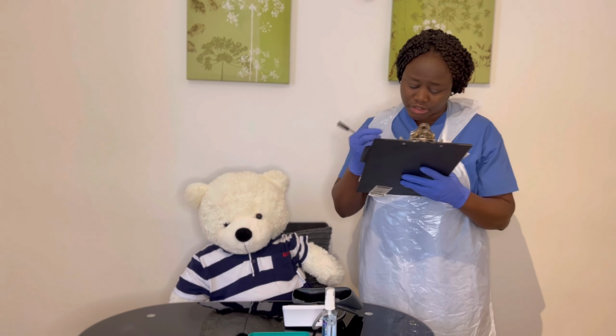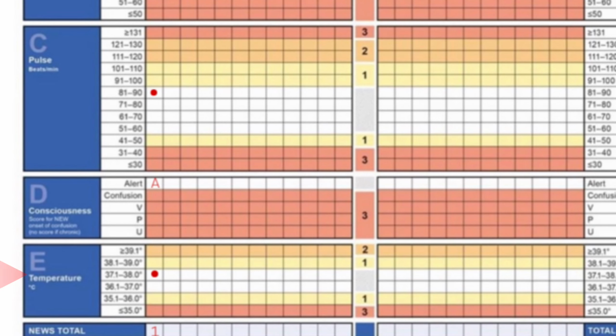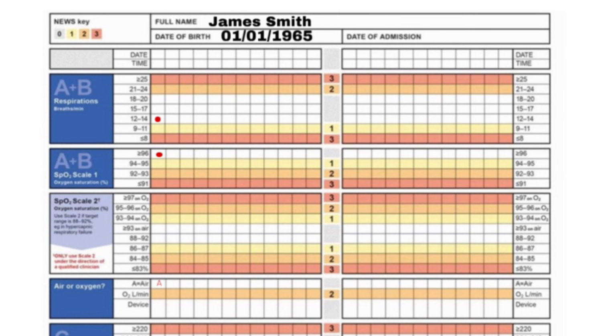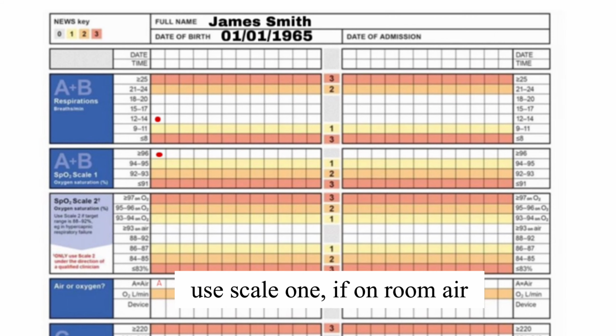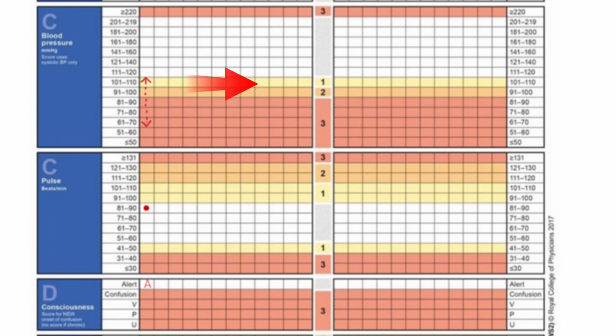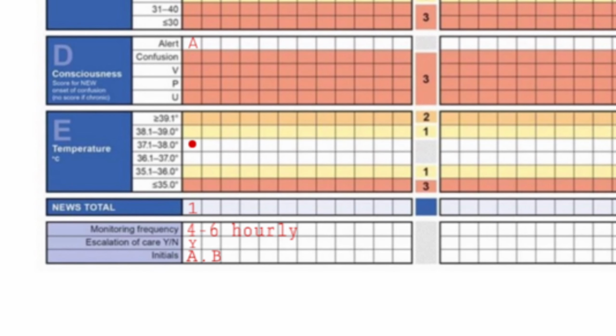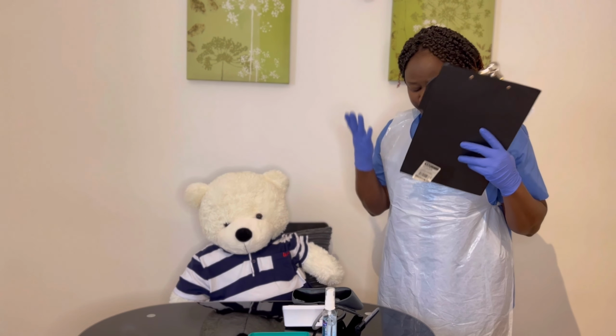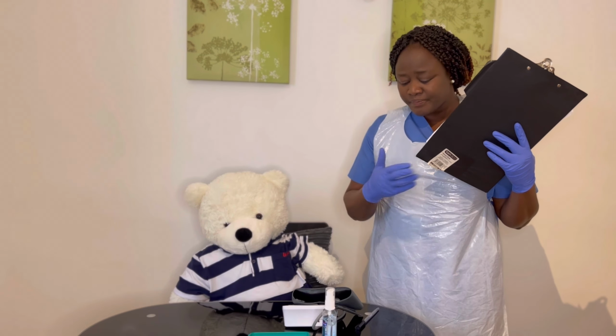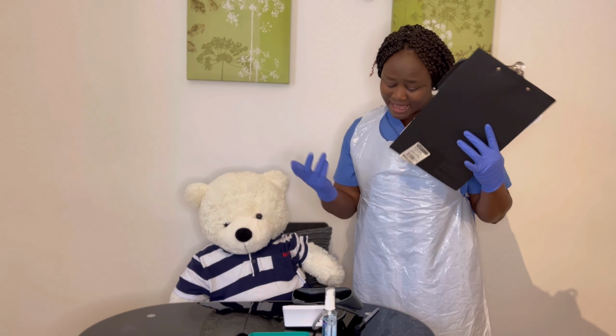So I'm going to plot my NEWS chart. The temperature is 37.5. It's a score of 0. The pulse is 86, a score of 0. The respiratory rate is 12, a score of 0. The saturation is 96, a score of 0. Blood pressure is 110/70. I have a score of 1. So James is scoring 1 based on that. So I'm going back to James. I will have to do my hand hygiene when leaving, and when I'm back again, I will need to do my hand hygiene.